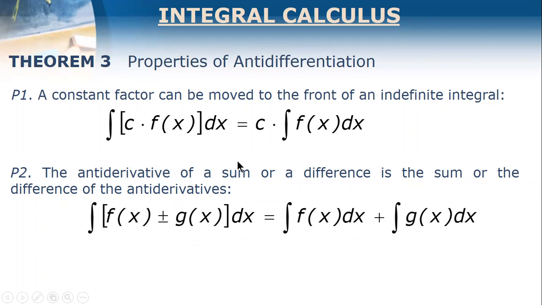So, if you encounter a problem, it could be a combination of the two properties. Like, f of x has a constant, and g of x is also a constant. In that case, you'll be able to apply property 1 and property 2 combined. And aside from that, you can also use the power rule, the constant rule, or the logarithmic or exponential rule, depending on the problem.